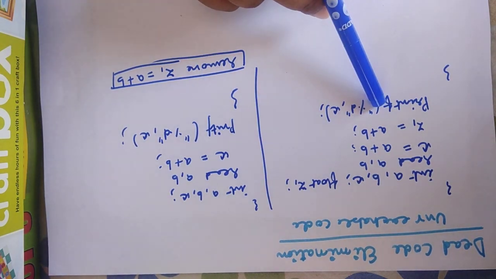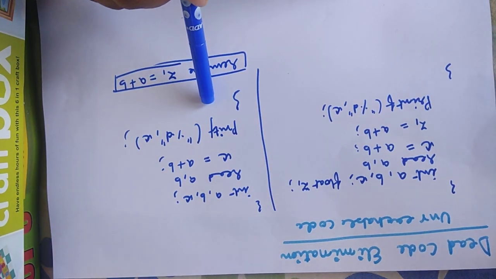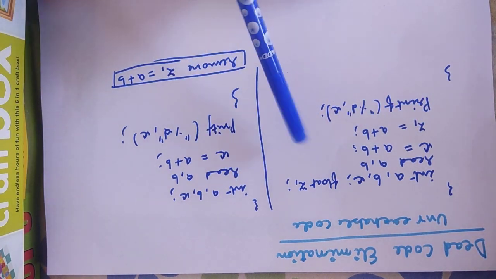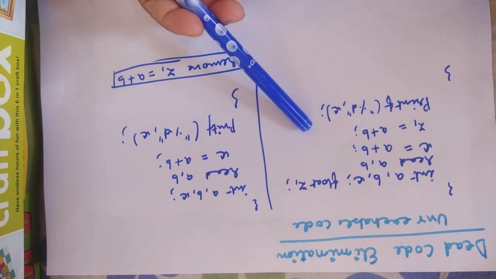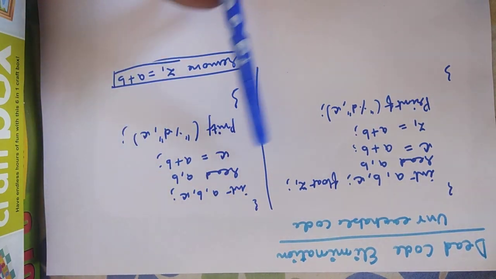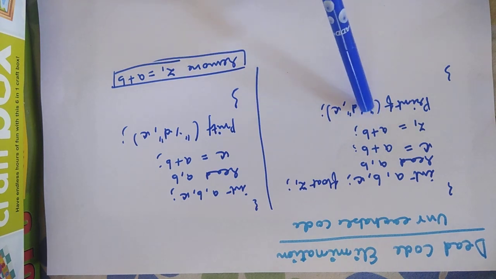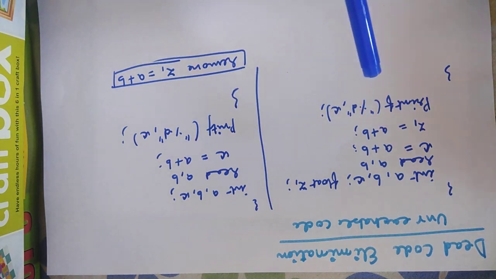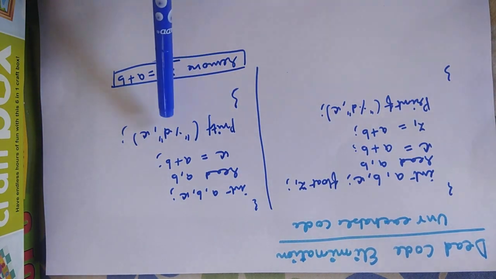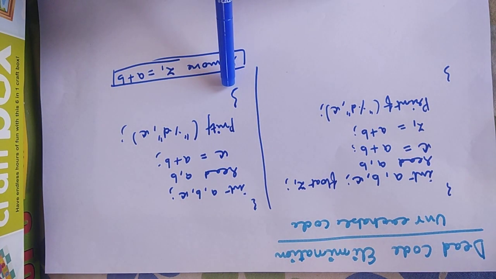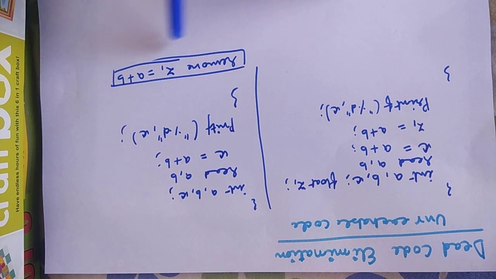So this is before elimination. After elimination, this line which is unreachable, we can rewrite the code again: integer a, b, c; read a, b; c = a + b; and instead of writing z1 = a + b, we can simply write printf("%d", c). Then we close the bracket. So this technique is known as dead code elimination.